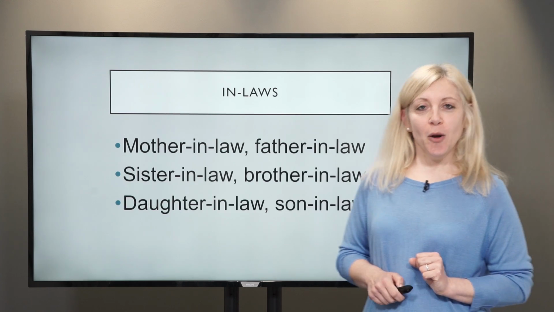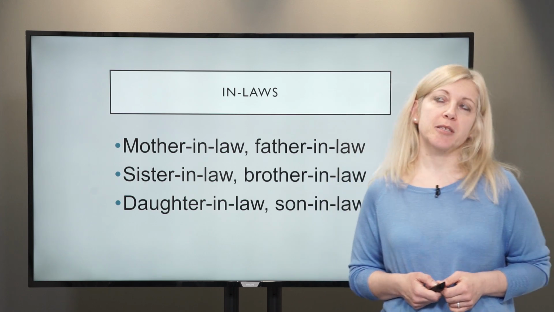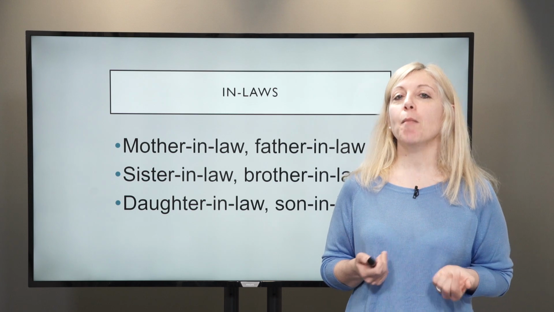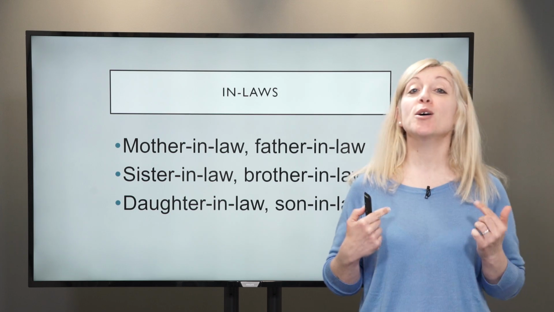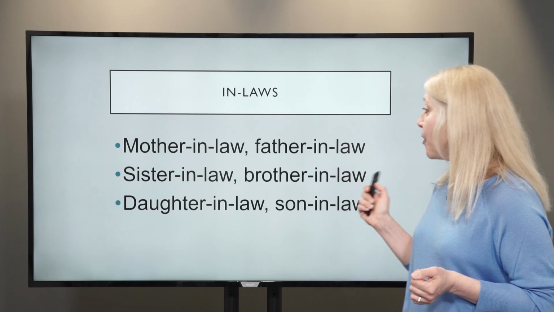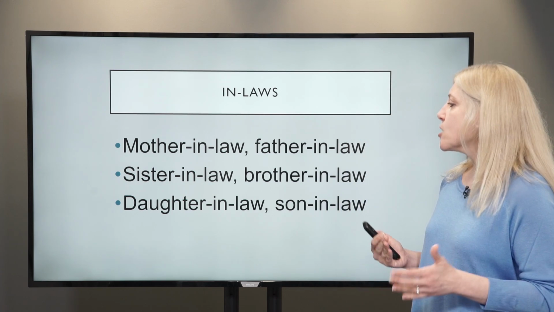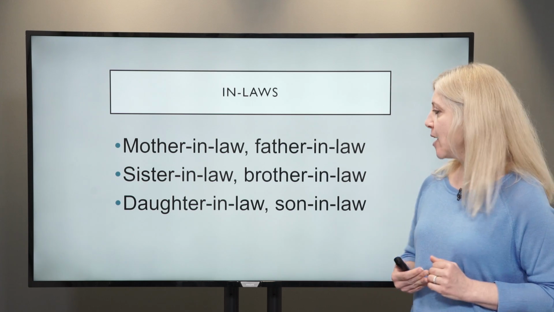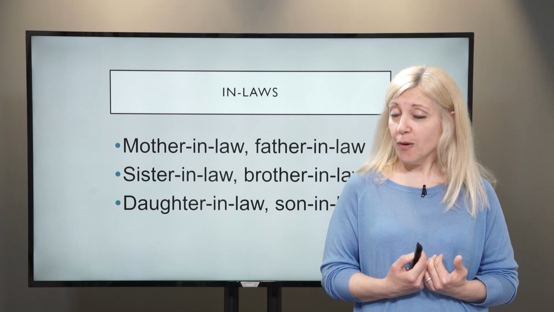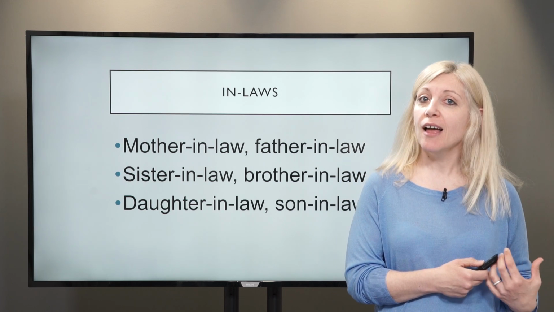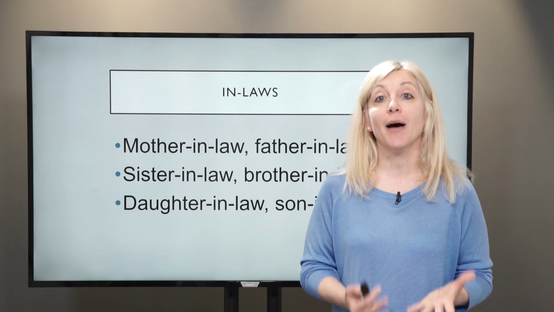Then you've got the in-laws, okay? So what does this mean? Right, so you get married, and let's imagine I get married, okay? So then my husband's mother becomes my mother-in-law. My husband's father becomes my father-in-law. These people are my in-laws, basically. Then you have sister-in-law, brother-in-law. I think you can understand what that means. Daughter-in-law and son-in-law. So for my mother-in-law, my husband's mother, I am her daughter-in-law. I'm not her daughter, of course, but I am her daughter-in-law because we are married.